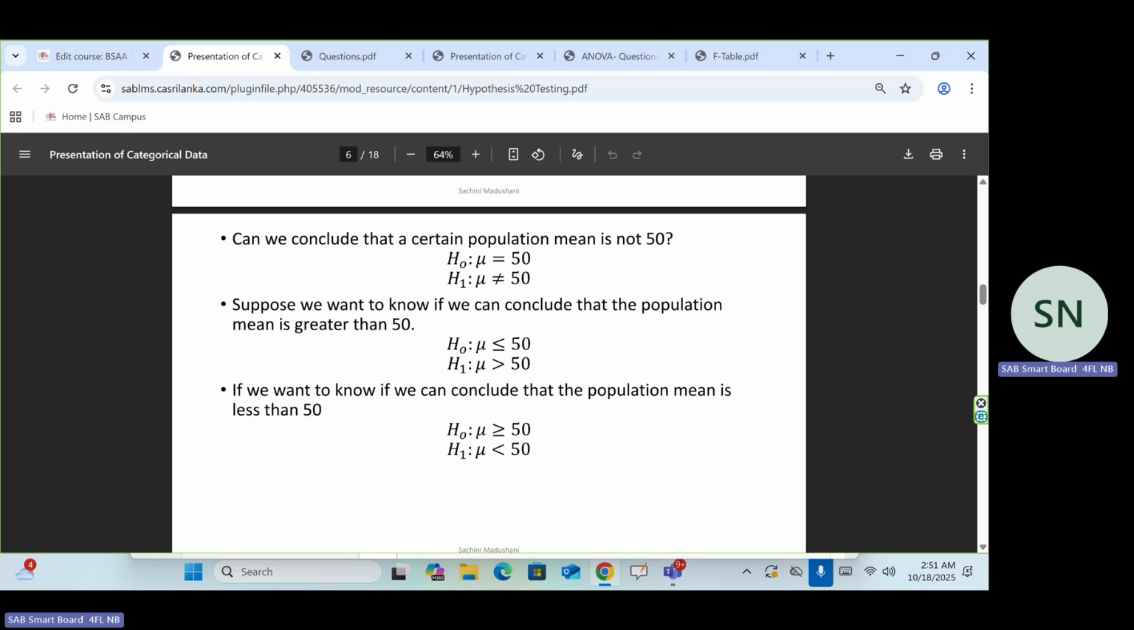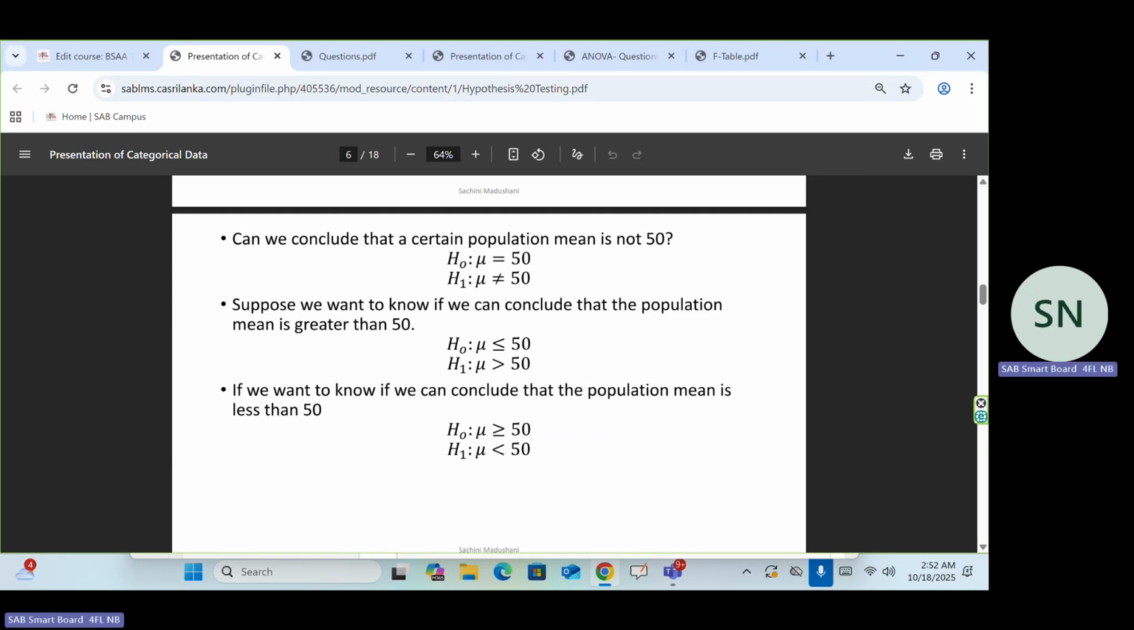Then second one. Suppose we want to know if we can conclude that the population mean is greater than to the 50. This is our claim. Claim we write it as the H1. Understood? හැමතිස්සෙම claim එක ලියන්නේ H1. Mu is greater than to the 50. It's clear? Then what's the H naught? H naught mu less than or equal to the 50. 50ට වැඩි නම් අනිත් පැත්ත 50 හෝ 50ට අඩු.